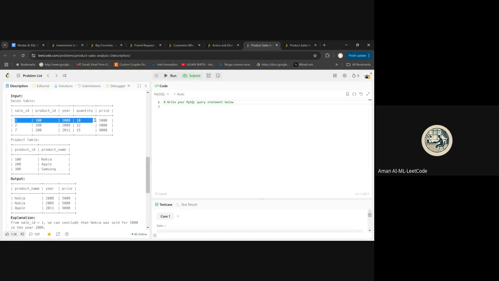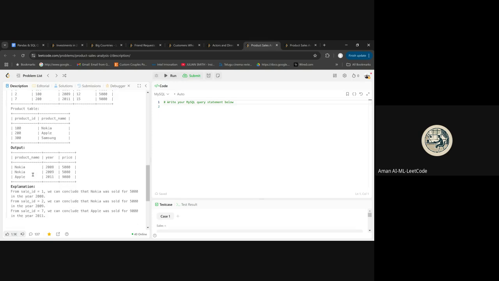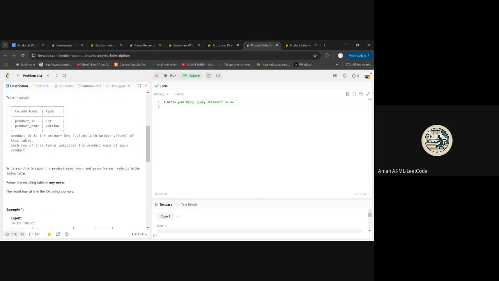So this is your sale ID, sale ID, sale ID. You have to get what is the product name of this particular sale, what is the year you already have there, and what is the price of that particular product. Okay, so year and price you get from the sales table, and product name you get from the product table. For that you need to join product ID with the product ID. So very straightforward. So I think this can also be a homework.